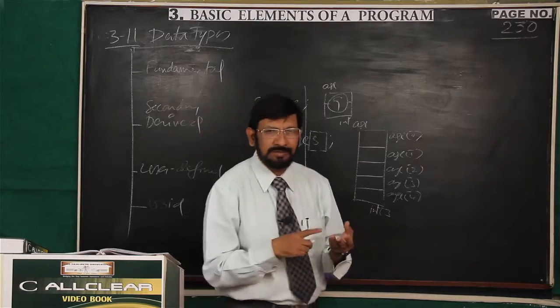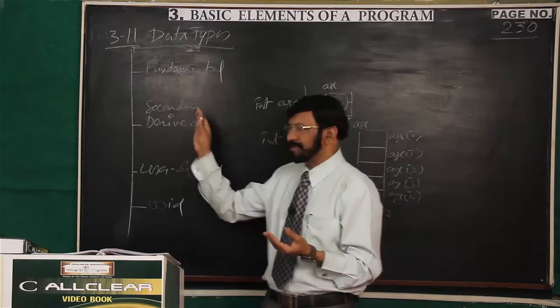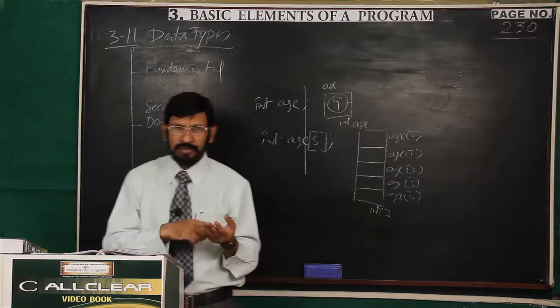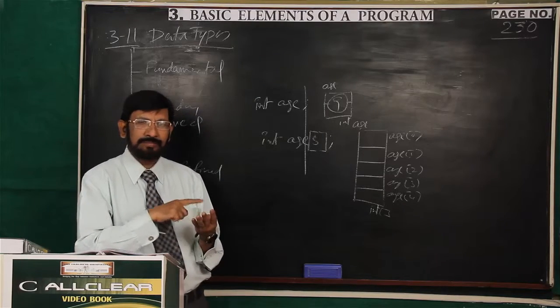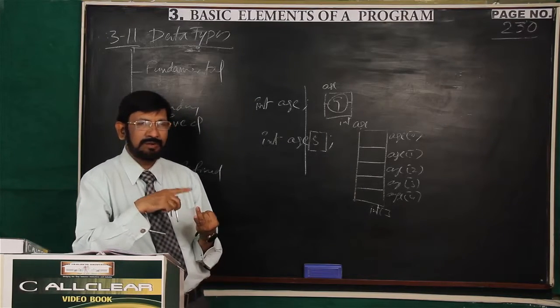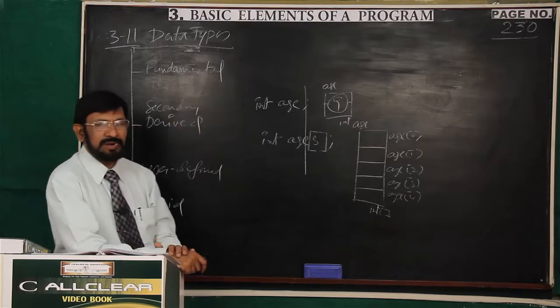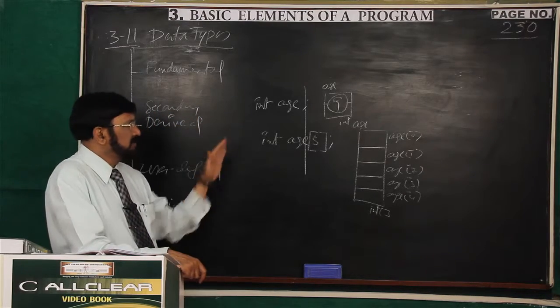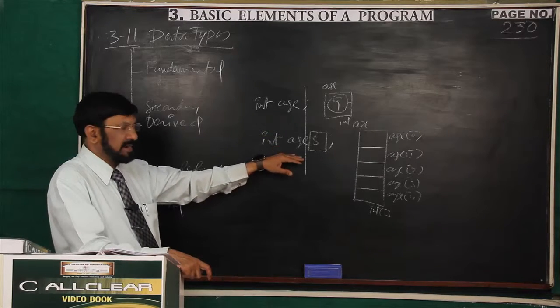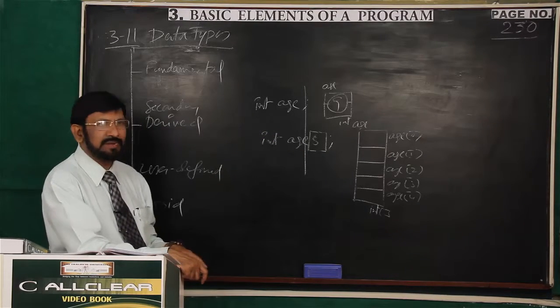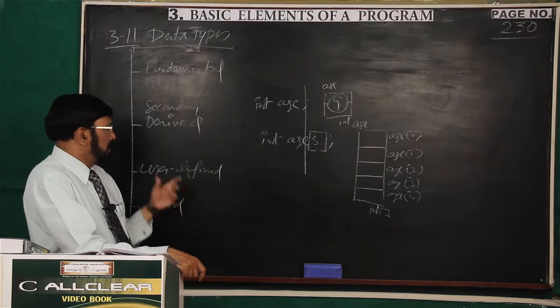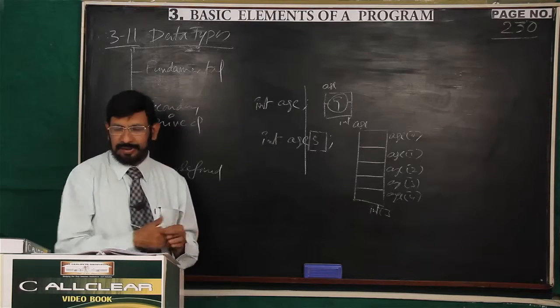Some more derived data types are there. Later you can understand. Just I am explaining the concept. In forthcoming chapters, array, string, function, pointer, all these come under derived data type. So, by extension of primary data type, the secondary data type or derived data type is created. Okay. Now, user defined data type.